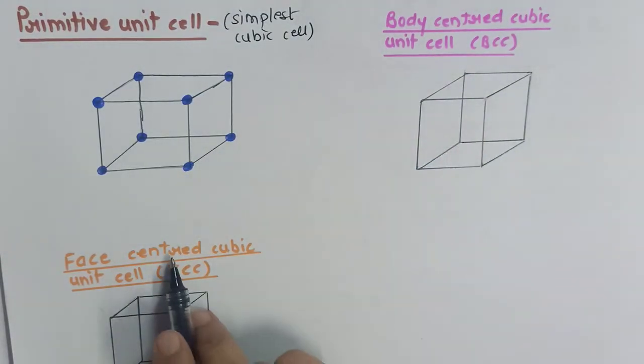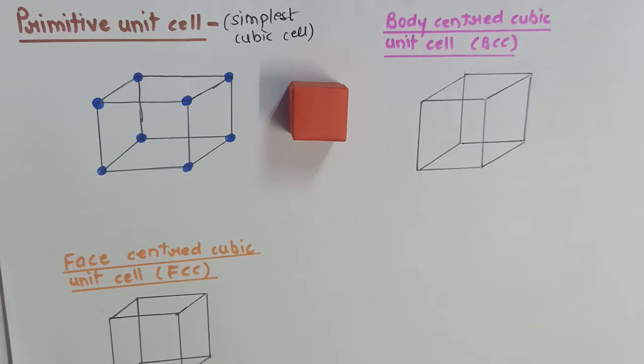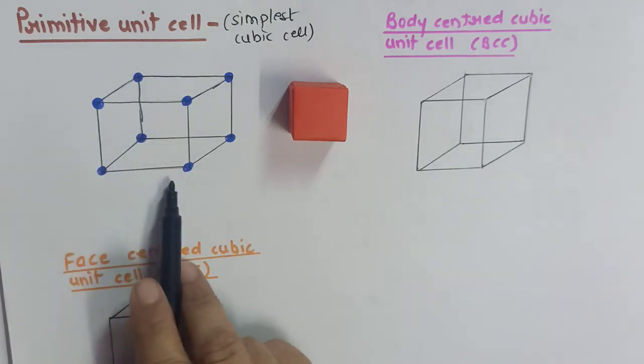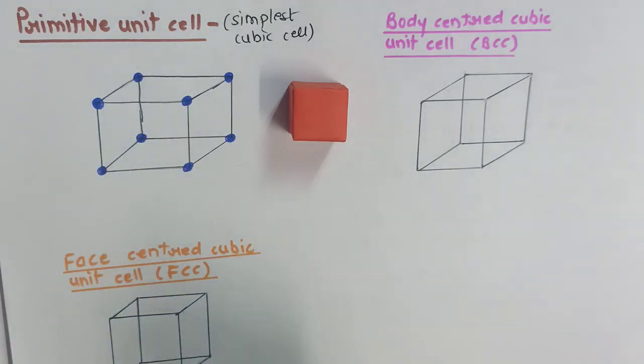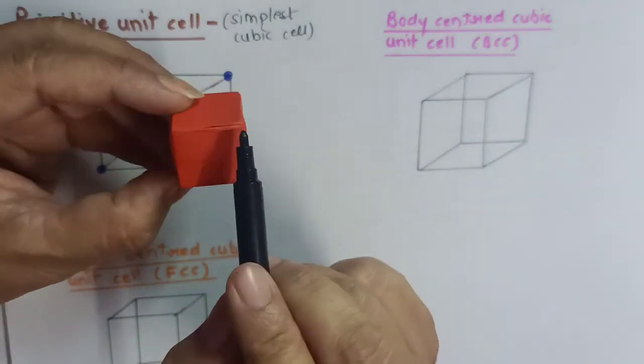Body centered and face centered. But before we proceed to this, I want to explain some basic concepts. Now this is the simplest cubic cell, or primitive unit cell. Each constituent particle occupies the corners. That means every atom, molecule, ion or constituent particle will be present at these corners.